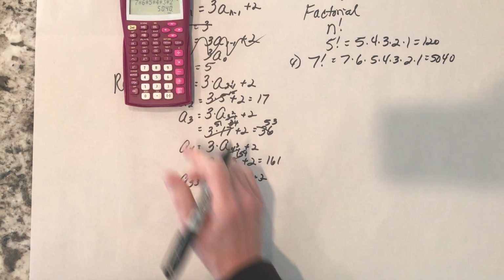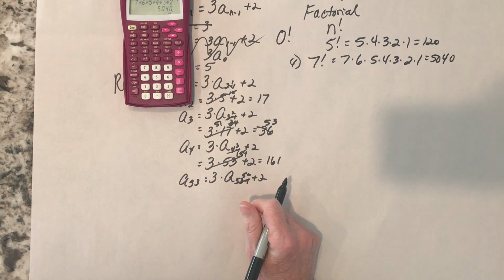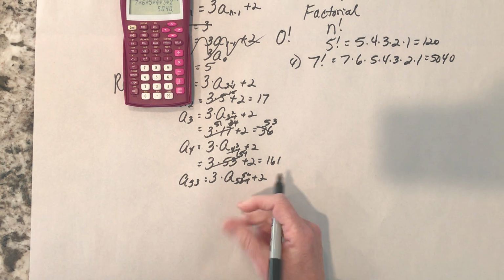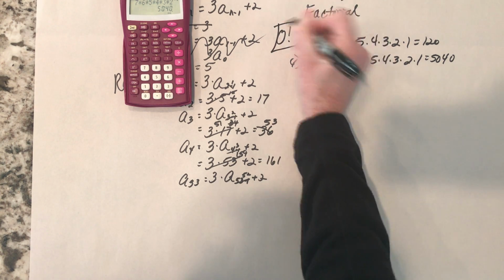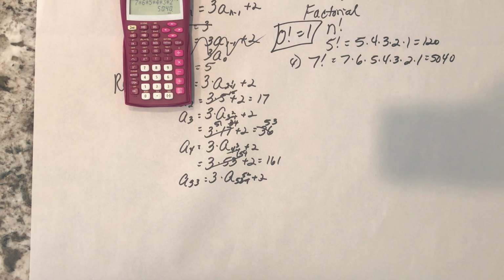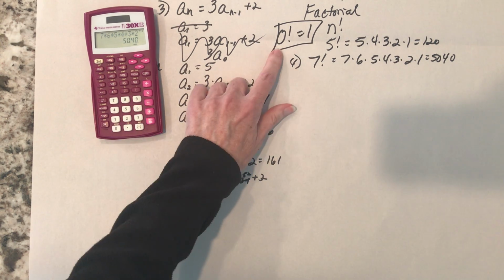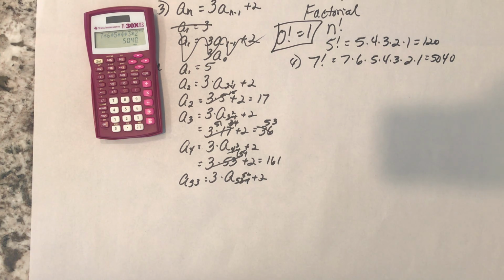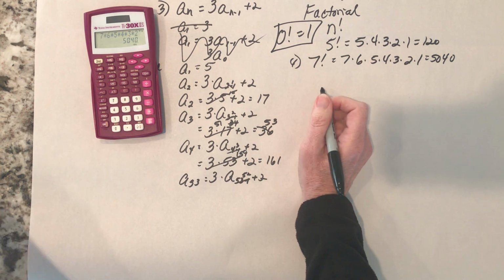One little detail that you've got to know: 0 factorial, which looks like it ought to be kind of like 0 times 1, is not. We agree that 0 factorial is 1. So 0 factorial is 1, and just remember it, memorize it.